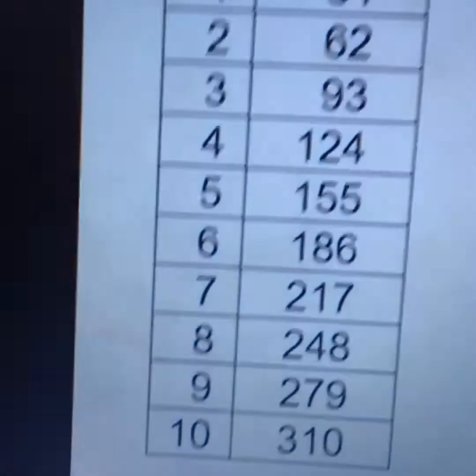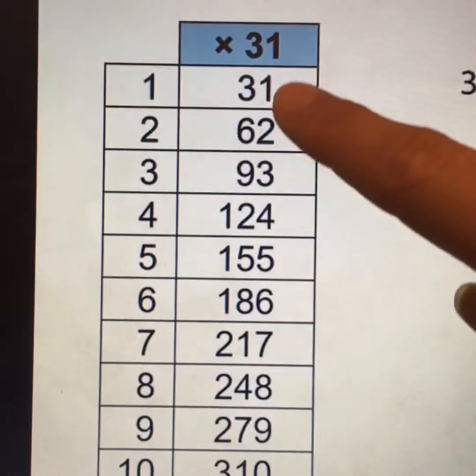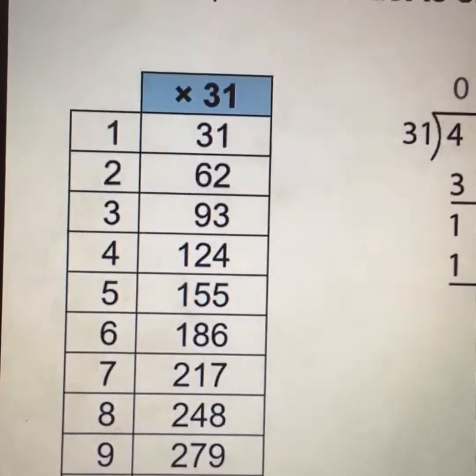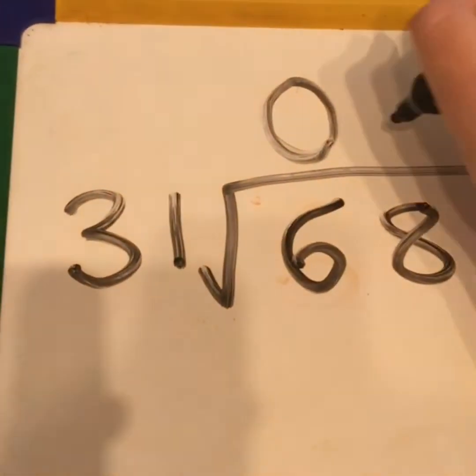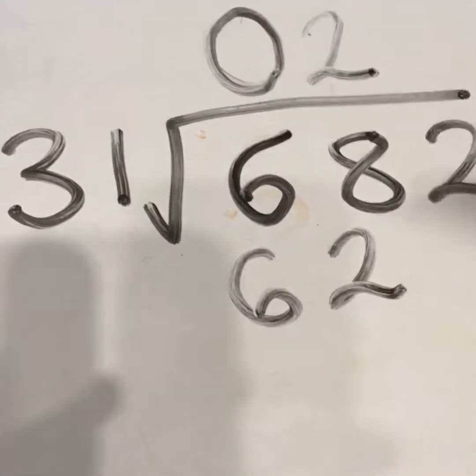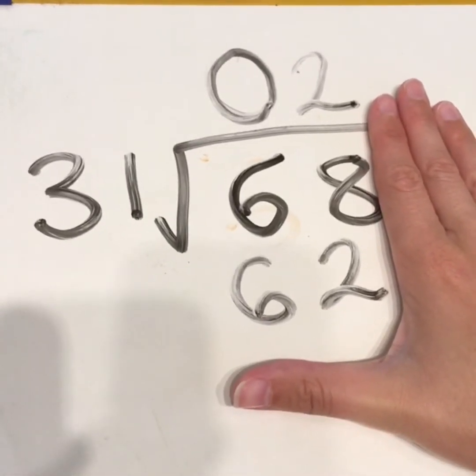Right, how many times does 31 go into 68? So I go down here. Oh, this is where 68 would go. So it goes in 2 times, which is 62. So I'm going to write 2 up here, and I'm going to write down here 62, because now I'm going to find out how much I rename or what my remainder is.